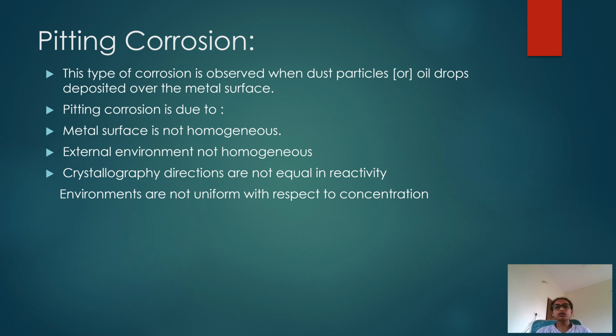Pitting corrosion is observed when dust particles or oil droplets are deposited over a metal surface. Pitting corrosion is due to the metal surface not being homogeneous, the external environment not being homogeneous, crystallographic directions not being equal in reactivity, and the environment not being uniform with respect to concentration.